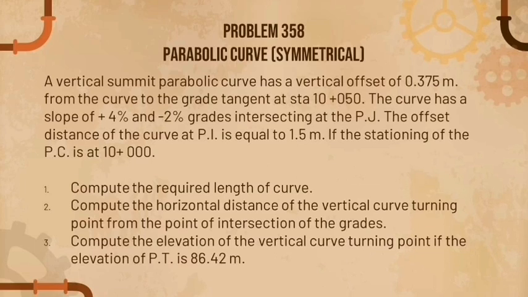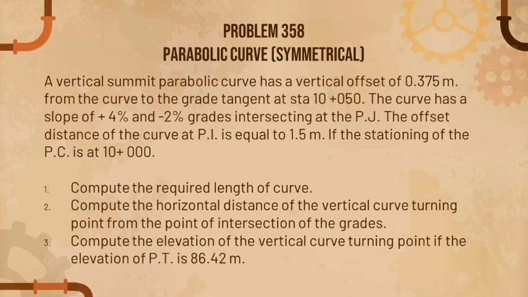The curve has a slope of 4% and negative 2% grades intersecting at the PI. The offset distance of the curve at PI is equal to 1.5 meters. The stationing of the PC is at 10 plus 000. So for number 1, compute the required length of curve.